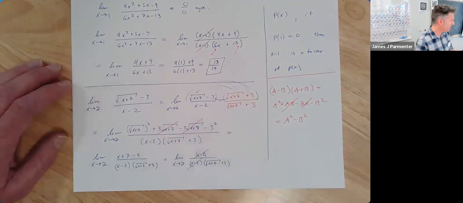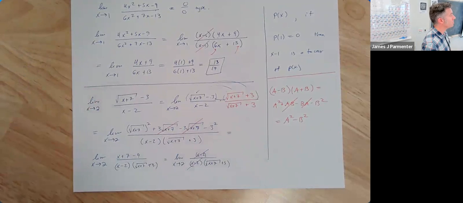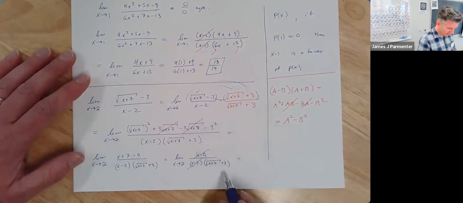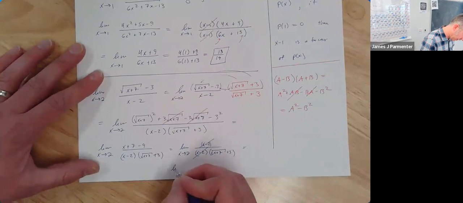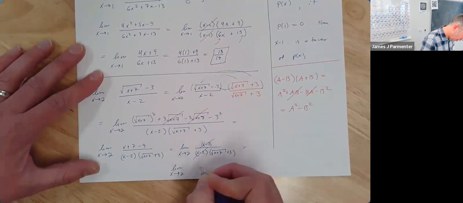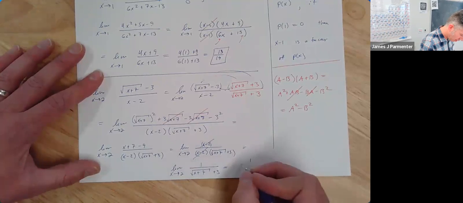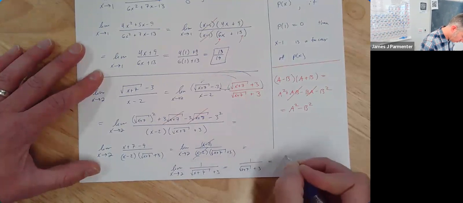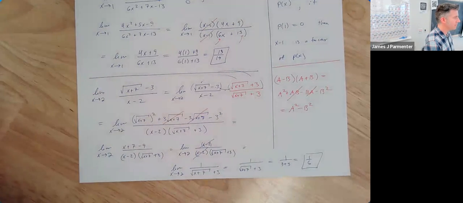What am I left with on top now? 1, right? Because we did x minus 2 divided by x minus 2 and got 1. Some people like to skip this step and just plug in the 2 and say I get 1 over whatever. I like to write stuff out. So I get the limit as x goes to 2 of 1 over square root of x plus 7 plus 3. Then we plug in the 2. We get 1 over the square root of 2 plus 7 plus 3, which is 1 over 3 plus 3, which is 1/6. And that's our limit.